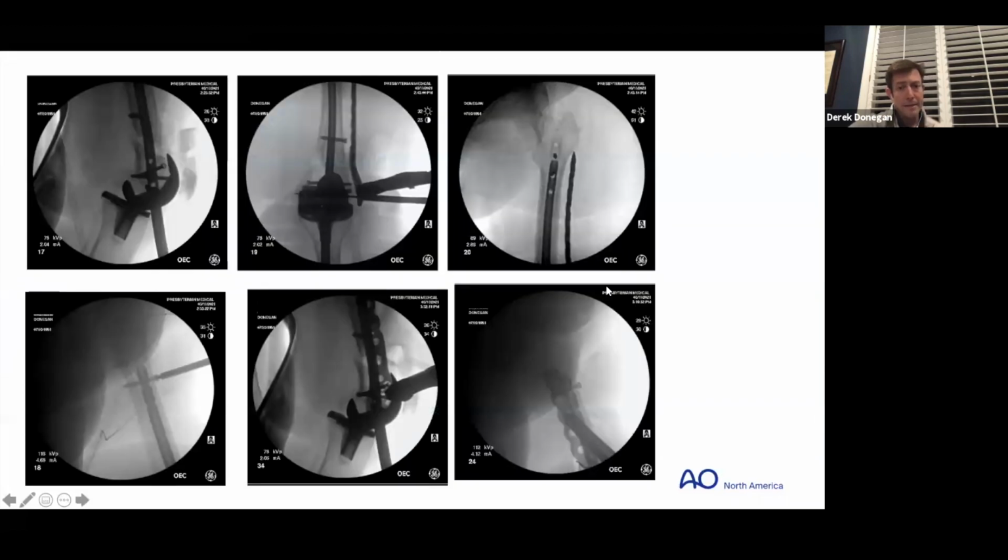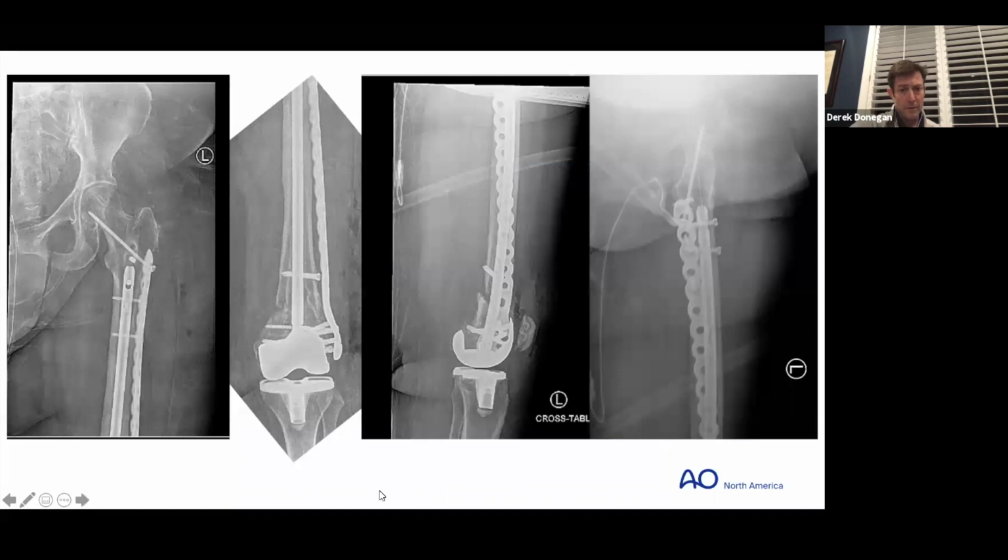And then I decided to treat this with a dual construct, a retrograde nail followed by a laterally based plate. This is the sequence in which we did it, with the nail and then the plate, and then linking the construct distally. Then I acutely grafted it as well, and put a screw across the neck to protect it from where we took the nail out earlier.